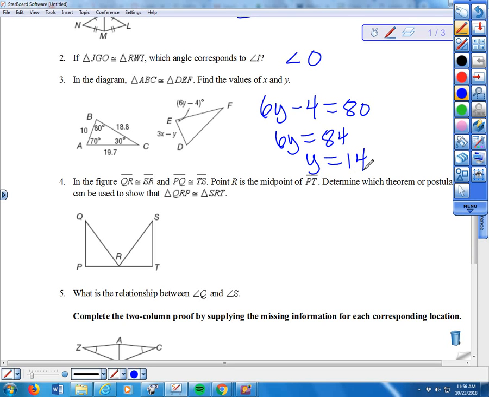Okay, now let's focus on ED. ED is 3x minus y. ED is corresponding to AB, and AB is 10. So I just say 3x minus y equals 10. I know y is 14. 3x minus 14 equals 10. So 3x equals 24. X equals 8.